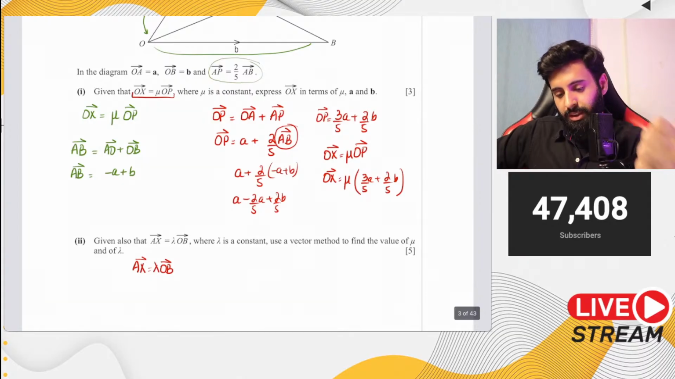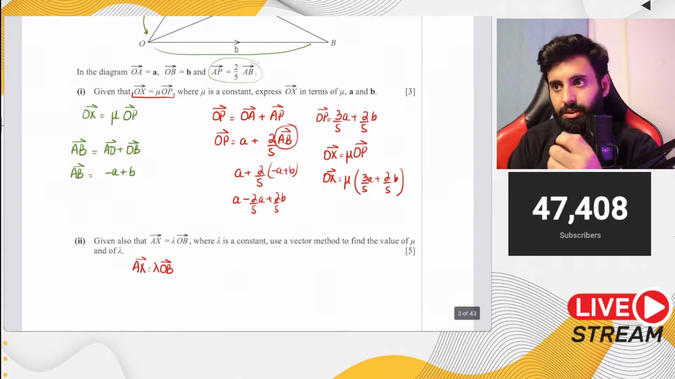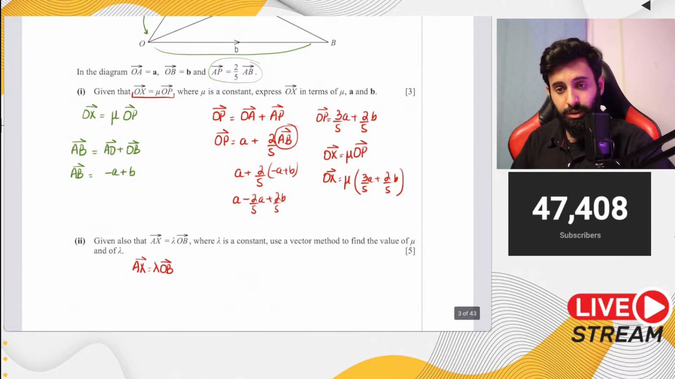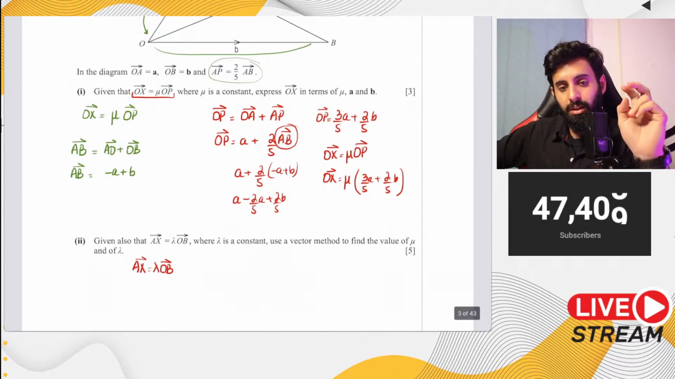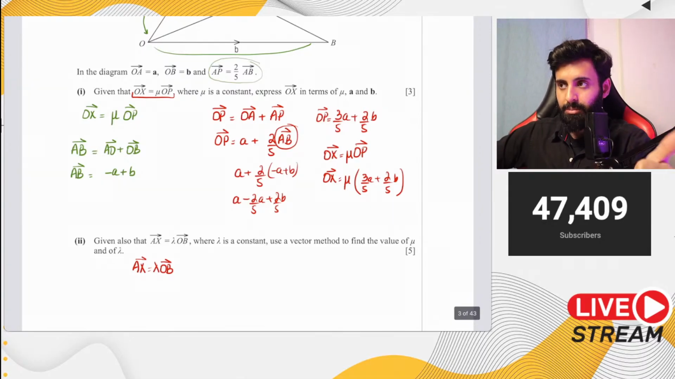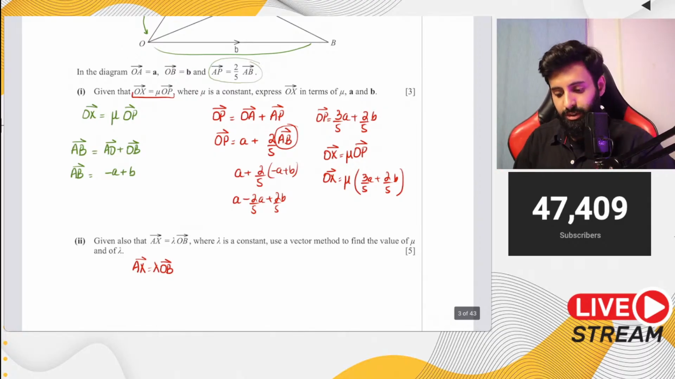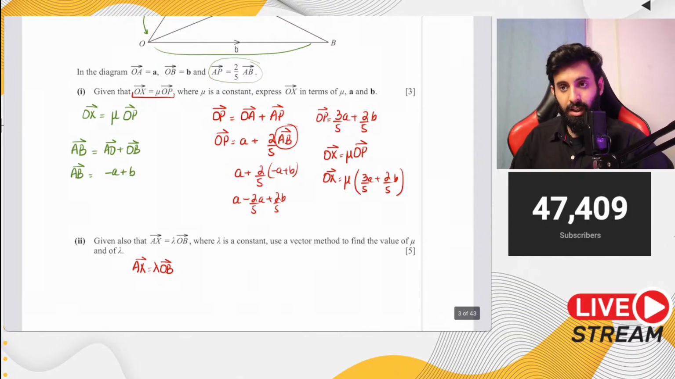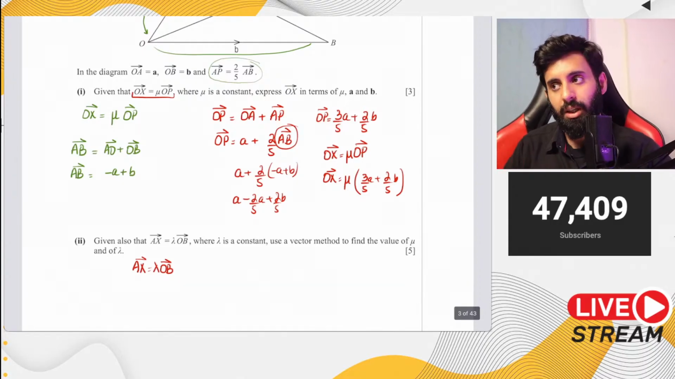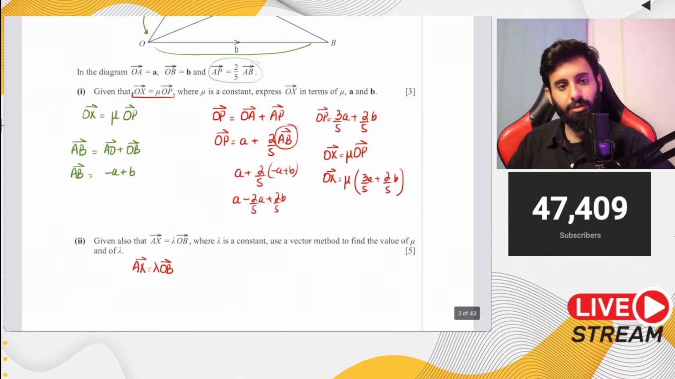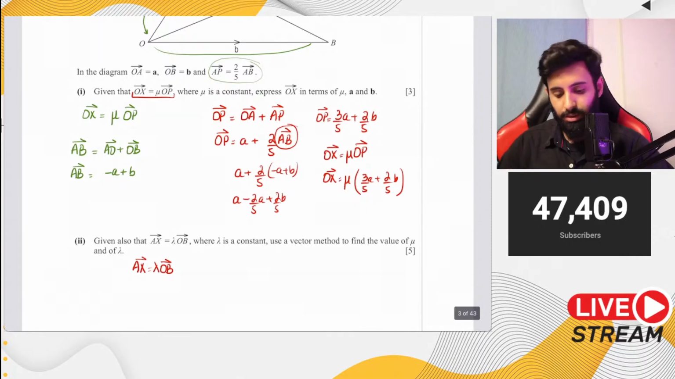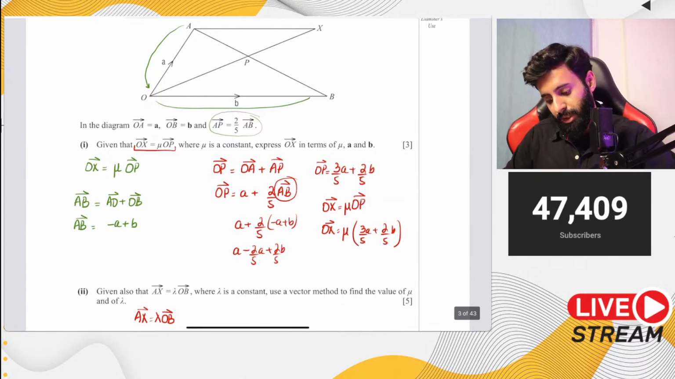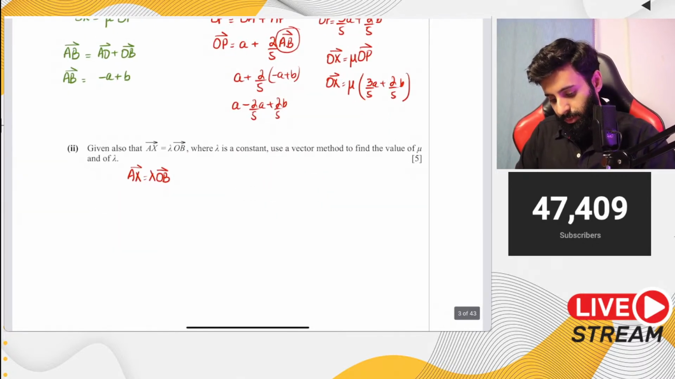So I repeat, whenever the question introduces two unknowns and asks you to form two vectors, and then there's a follow-up question where you have to find the value of those two constants, what you do is you find the same two vectors, one in terms of lambda and the other in terms of mu, or whatever constant the question is using. Because they're the same vector, they must be equal, and because they're equal, we equate their coefficients. We equate the coefficient of A with A and coefficient of B with B, and then we solve. If you've understood what I just said, that's brilliant. If you haven't, nothing to worry about. I'm going to be solving it anyway.